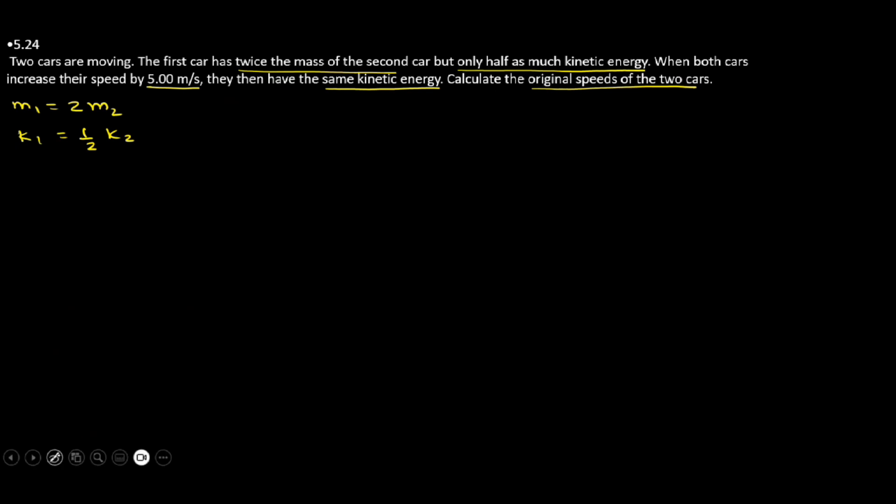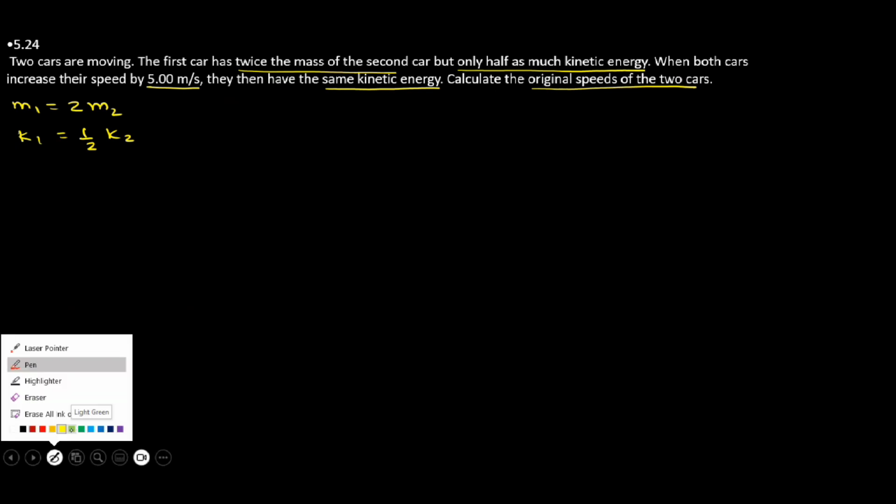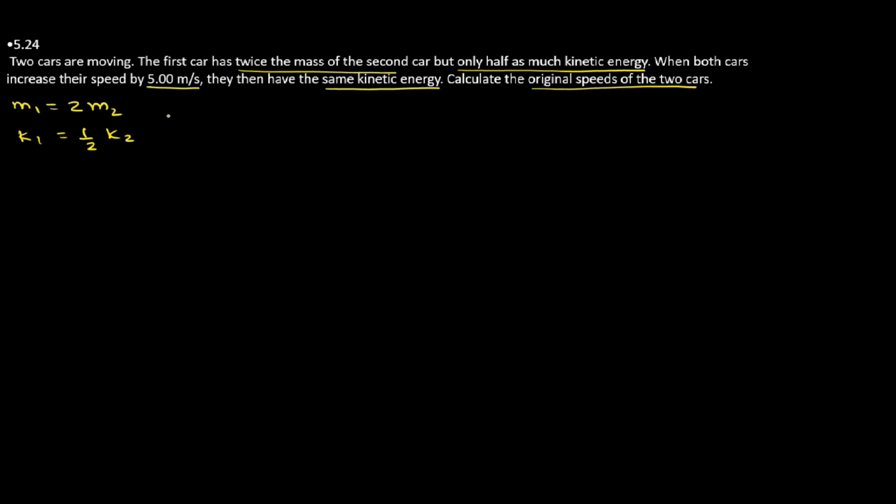Now when I increase the original speed for both cars by 5, they have the same kinetic energy. So if V1 is increased by 5, and V2 is increased by 5, the final kinetic energy of both cars becomes equal. And the question is asking me to find the original speeds V1 and V2 for the two cars.